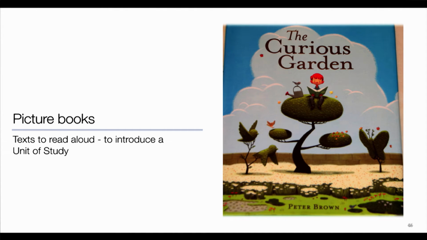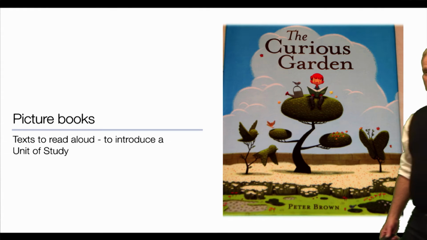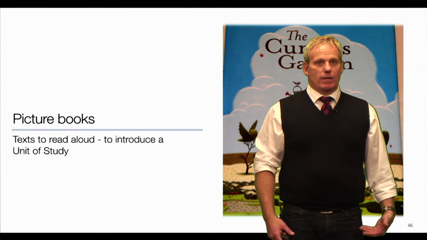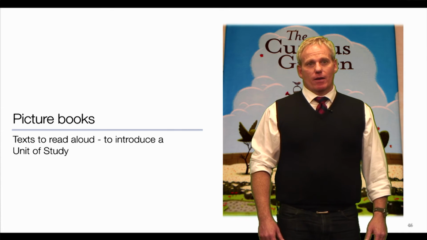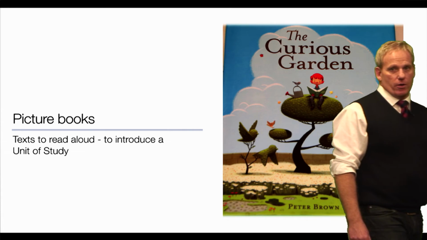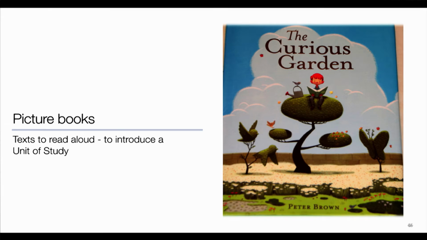Sometimes my colleagues look at me strangely, but I think, especially at high school, we should think about using picture books to read aloud to introduce a unit of study. And this particular book is called The Curious Garden. It's written by Peter Brown, but it's about an event that took place in Manhattan. But as you read the book, innocently enough, you don't really know that if you don't have the background. But it's also a metaphor for teaching, I think, and for how we want to interact with our communities.